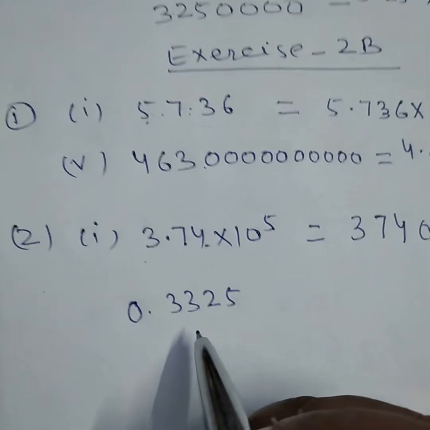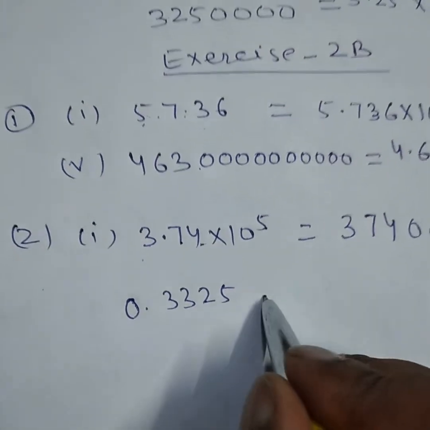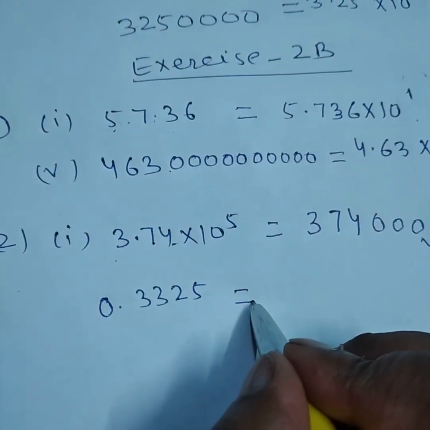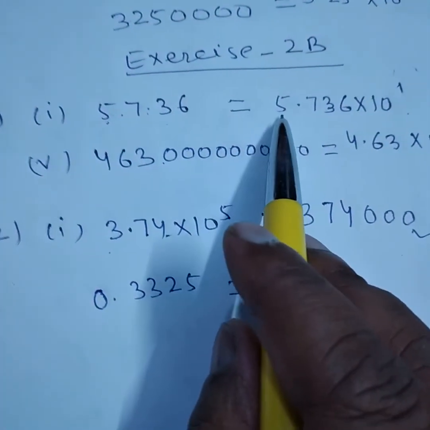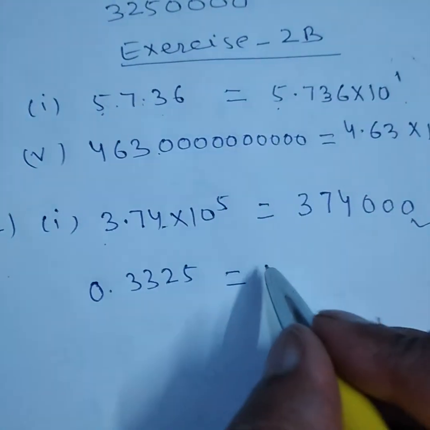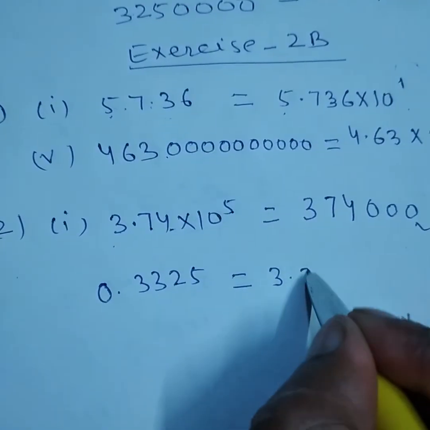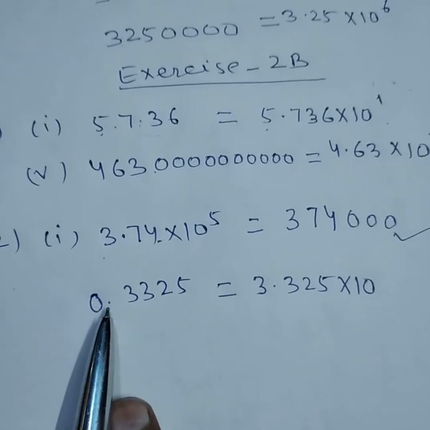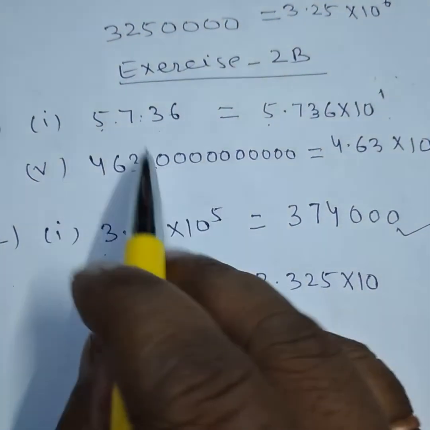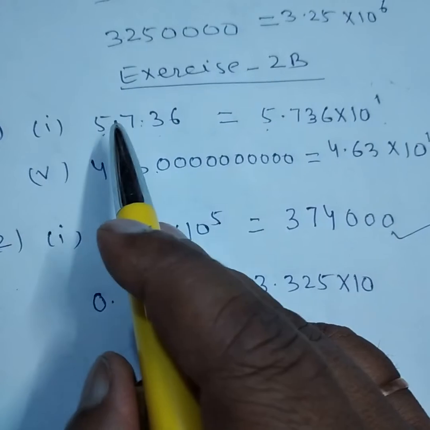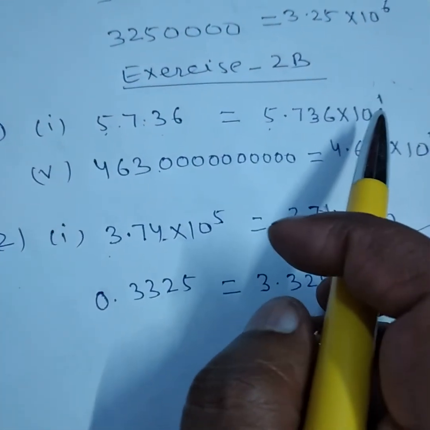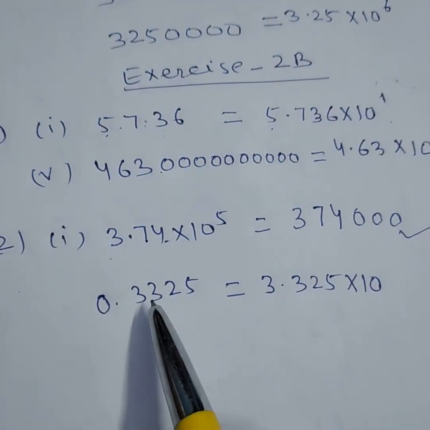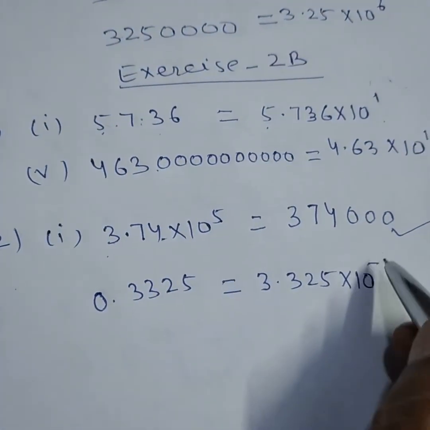Now here we will discuss, children, 0.3325. This one is the negative exponent of standard form. So what is our duty? According to this, one digit will be in the whole, so that method we will apply here also. 3.325 into 10. Now we will discuss the power. If we move from this place to this place, means right to left, this is a positive exponent. Now from left to right it will move, only one digit we have to move here, so this one is -1.